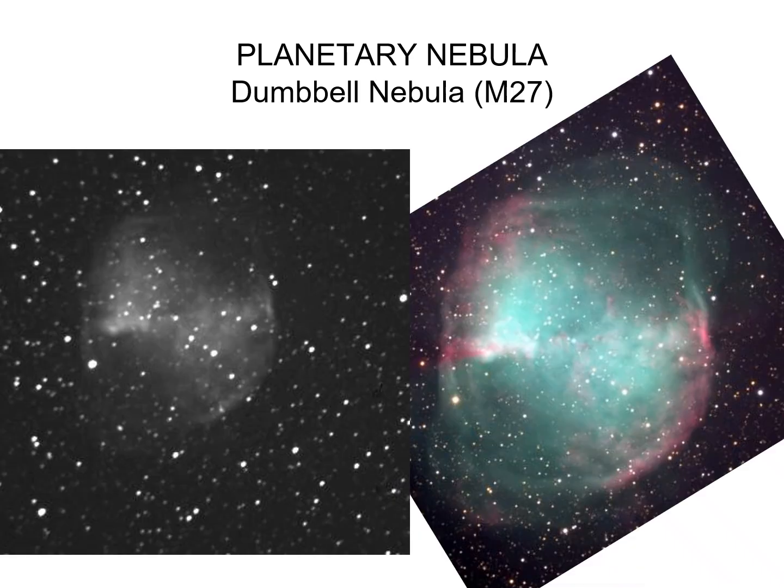Here's the Dumbbell Nebula, has the shape of a dumbbell. It's easier maybe to see the dumbbell in this picture to the left that is not as good of a picture. I put these pictures side by side, the black and white and the color, to show you the difference when you're looking through a telescope with your eyes as opposed to looking at a picture that's been taken.